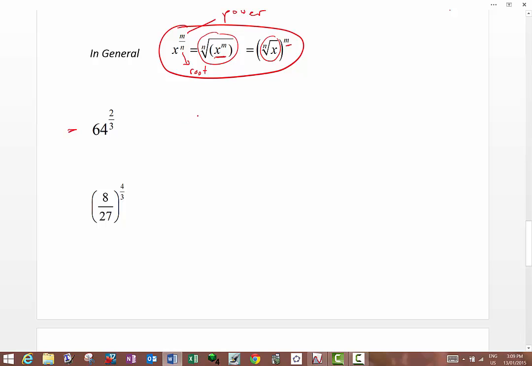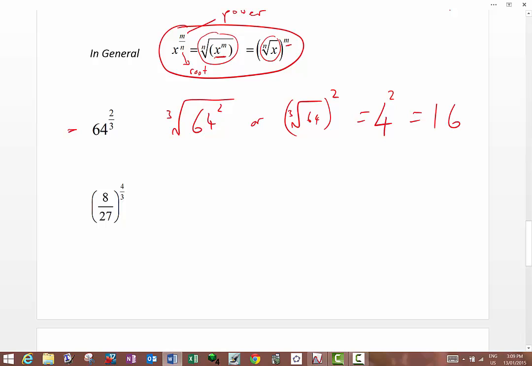Well, this really means 64 squared cube rooted, or the cube root of 64 squared. Now, I don't happen to know what 64 squared is, so let's see if we can do it the other way. Well, 64 cube root, what number multiplies by itself 3 times to get 64? And the answer to that is 4. So 64 to the 2/3 is 4 squared, and the answer to that, of course, is 16.